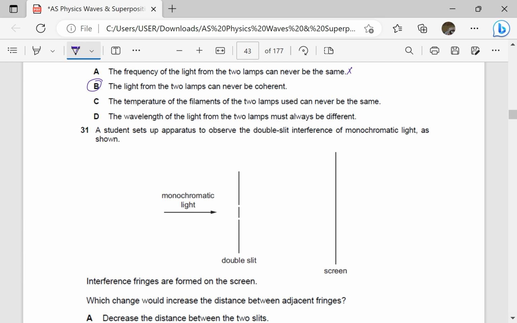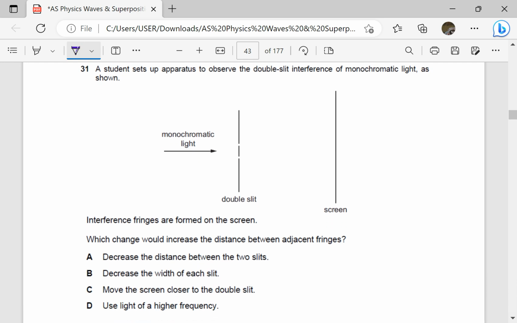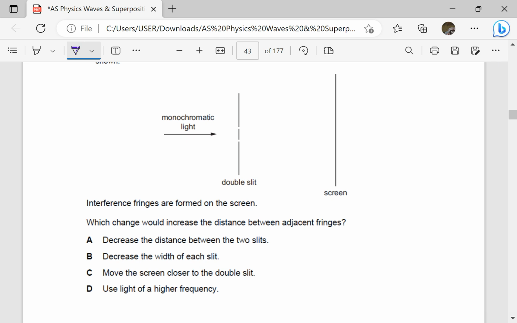A student sets up apparatus to observe the double slit interference of monochromatic light as shown here. Interference fringes are formed on the screen. Which change would increase the distance between adjacent fringes? Since it is a double slit, lambda is equal to ax divided by D. We want x to increase. x will increase when wavelength increases or D increases because they are directly proportional. x will also increase when a decreases because they are inversely proportional. So decrease the distance between the two slits.